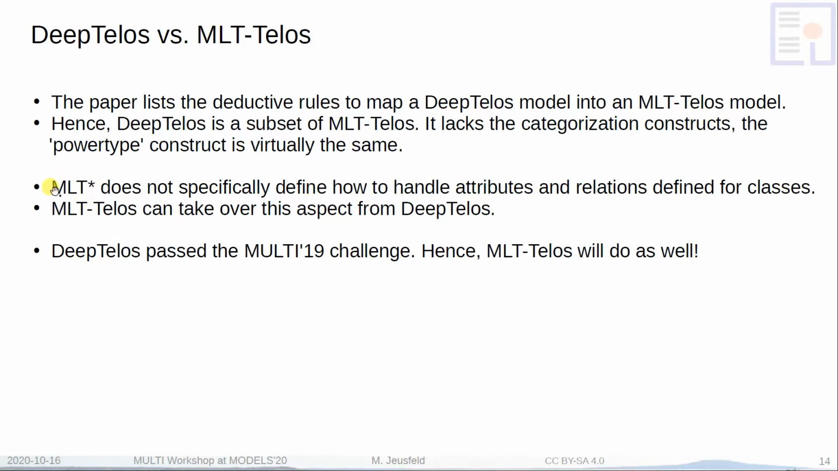Yeah, the original papers of MLT star do not specifically talk about how to handle attributes and relations. It may be an implicit consequence of the axioms, but there is no notion of attributes and relations mentioned in the axioms of MLT star. In contrast, Deep Telos does handle that, and consequently MLT-Telos can take over this aspect of Deep Telos. So having some definition of how to deal with attributes and relations in MLT-Telos. Last year, Deep Telos passed the Multi-19 challenge, so most likely MLT-Telos will do as well.